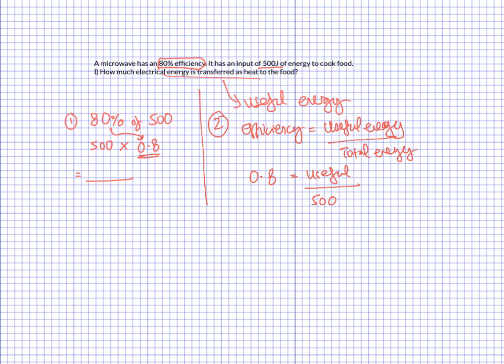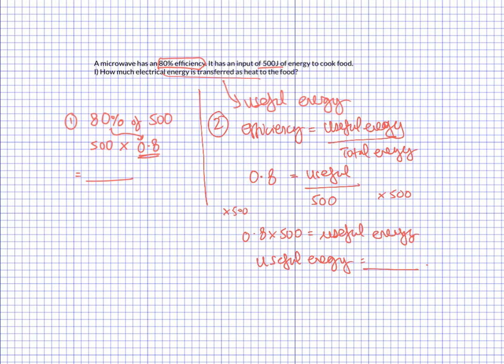We then just do simple rearranging equations. So we're going to multiply both sides by 500. So we get 0.8 times 500 will give us our useful energy. And then we can just calculate that with our calculator.